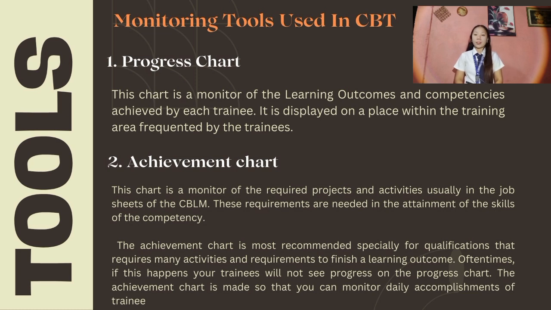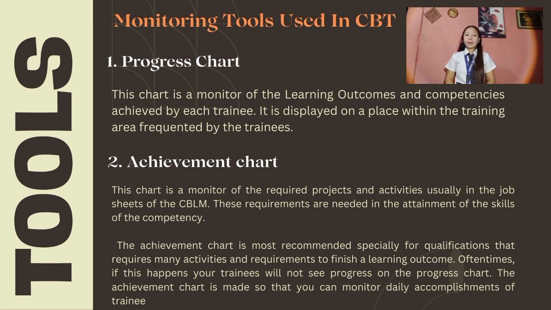First, we have a progress chart. This chart is a monitor of the learning outcomes and competencies achieved by each trainee. It is displayed in a place within the training area frequented by the trainees. It is important because the progress chart helps everyone see how well each student is doing, what they've already learned, and what they still need to work on. It's like a visual scoreboard for learning.